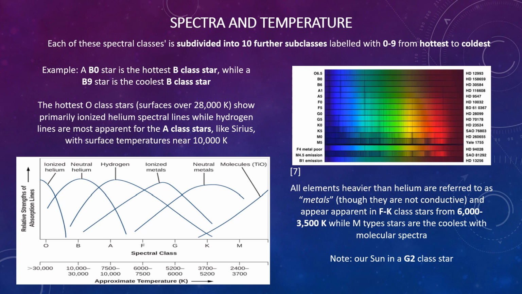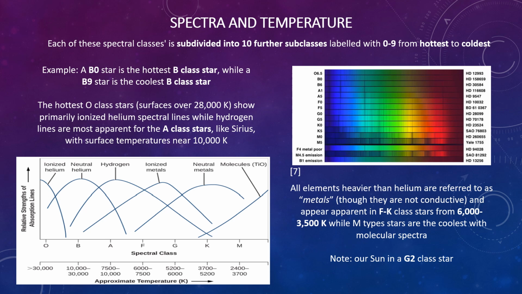So all elements heavier than helium are generally referred to by astronomers as metals. However, they are not metals in the sense that they are conductive, but we just refer to them as metals because they are heavier than helium. And so they often appear in the F through K class stars whose temperatures are in the range from 6,000 to 3,500 Kelvin. While M-type stars are the coolest stars, and those actually have spectra that contain molecular spectral lines. So I want you guys to note that our sun is a G2 type star.